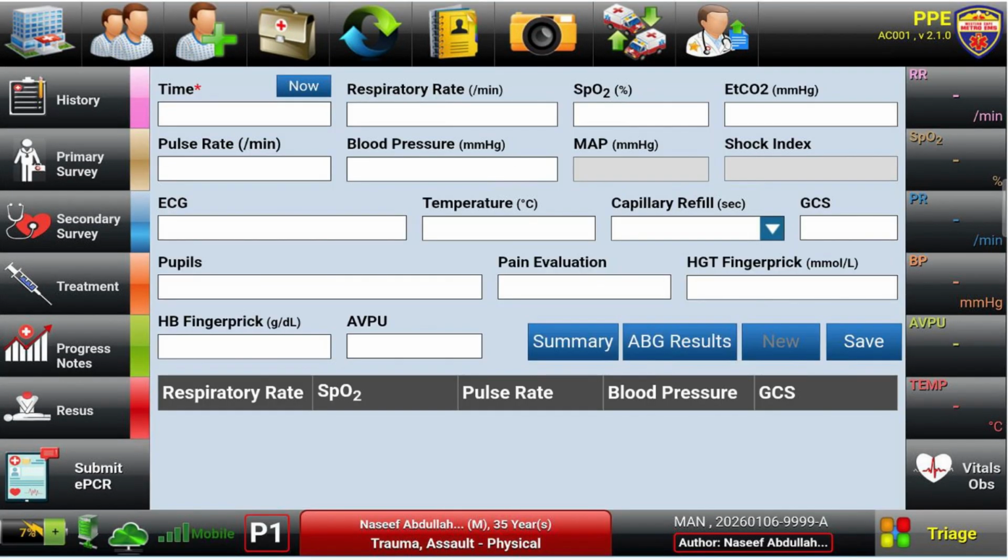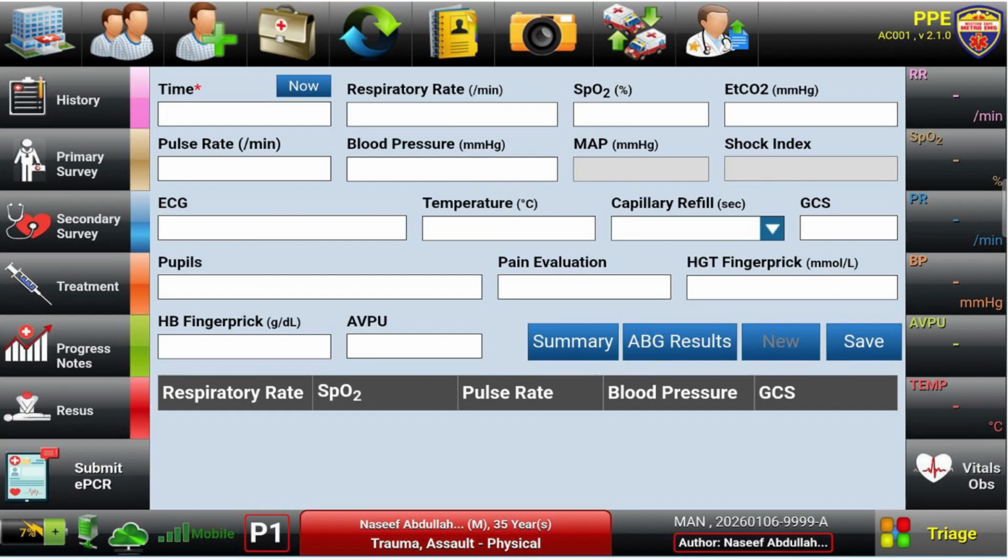Once patient details have been completed, obtain an initial set of vitals as early as possible by selecting the Vitals Obs tab on the bottom far right corner. When this page opens, select the time and complete applicable baseline vital signs like that of respiration rate, pulse rate, oxygen saturation, blood pressure, temperature, capillary refill, HGT, and F2.